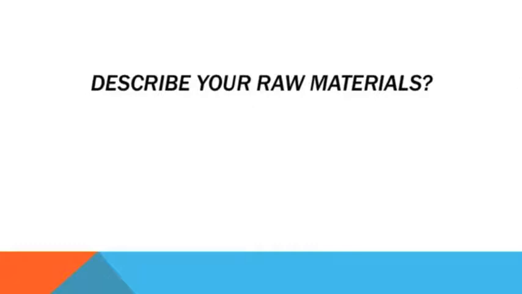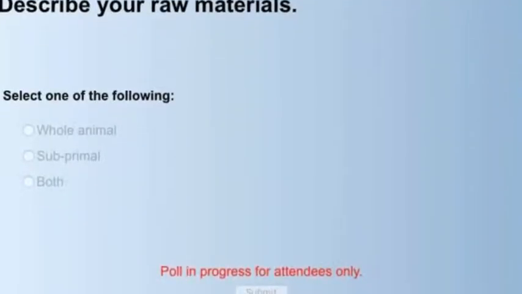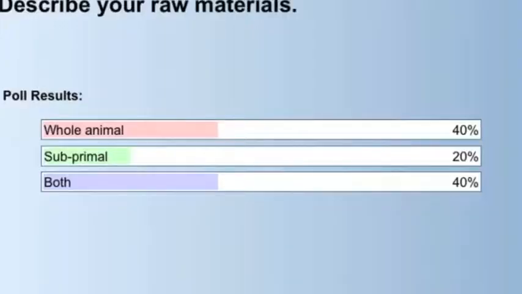All right, so for raw materials, we're gonna do another poll here. Who is using whole parts? Whole animals versus subprimals, box products, or a combination thereof. We have about 50% voted in. Give it a couple more seconds. All right, we're going to go ahead and close the poll, share the results. Okay, great.